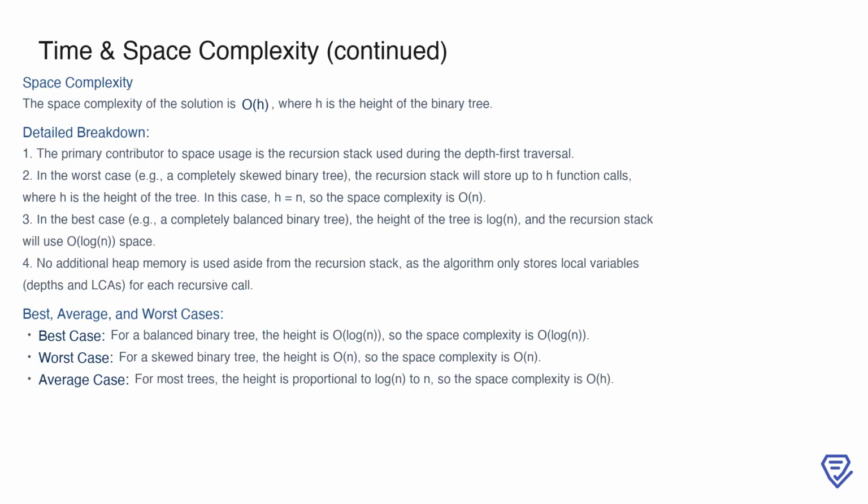The space complexity of the solution is O(h), where h is the height of the binary tree. The main contributor here is the recursion stack used during the depth-first traversal. In the worst-case scenario, such as a completely skewed binary tree, the height of the tree equals the number of nodes, or n, which leads to a space complexity of O(n). In the best-case scenario, like a perfectly balanced binary tree, the height of the tree is logarithmic with respect to the number of nodes, or log n, resulting in a space complexity of O(log n).